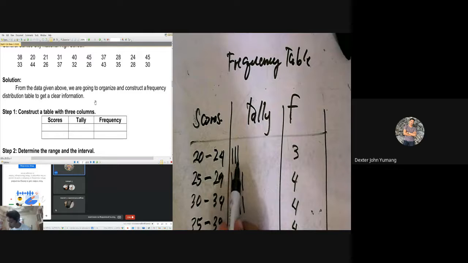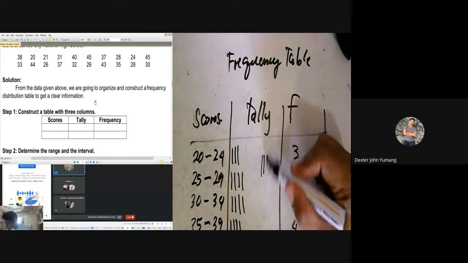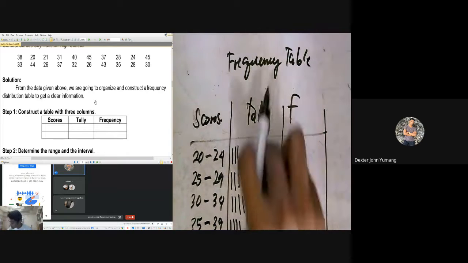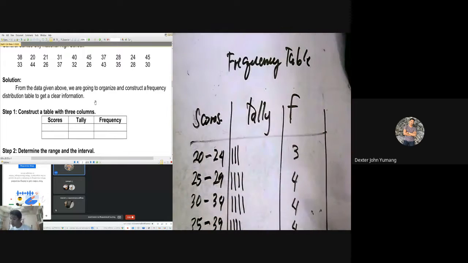What if umabot siya ng 5? Pag umabot ng 5, 1, 2, 3, 4, ang ika-5, ganyan, slash. Okay? Yan po yung tandaan ninyo. And that is now how to make the frequency table.